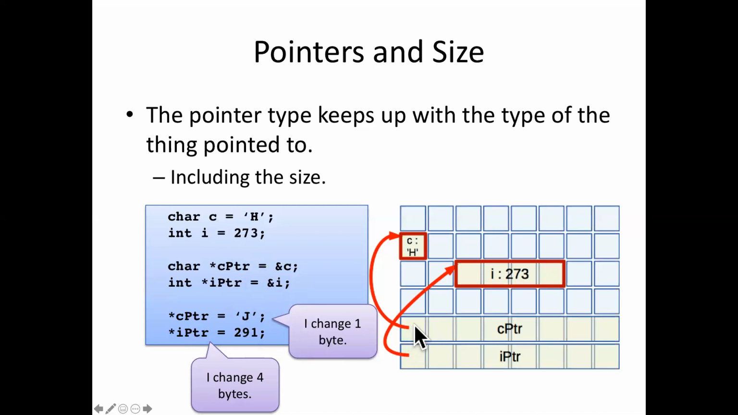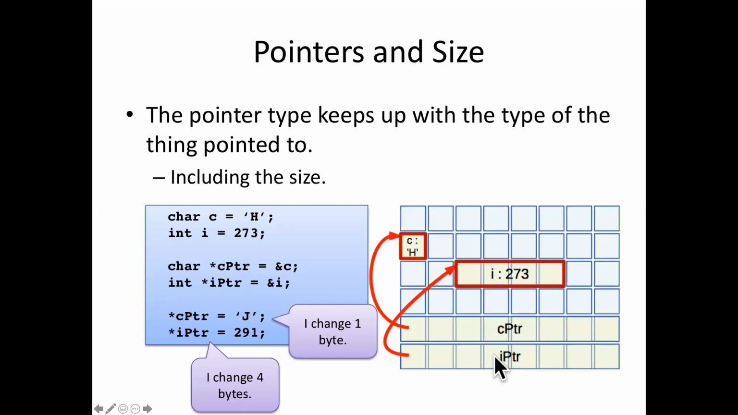The thing to notice here is a char pointer. Since it points to a char, if I follow it and change the thing it points to, I'm really only changing 1 byte of memory. How does the compiler know to change just 1 byte? Because of the type of the pointer. If it's a char pointer, it points to a 1 byte thing in memory. And if you dereference it and change that thing, then you're only going to be changing 1 byte in memory.